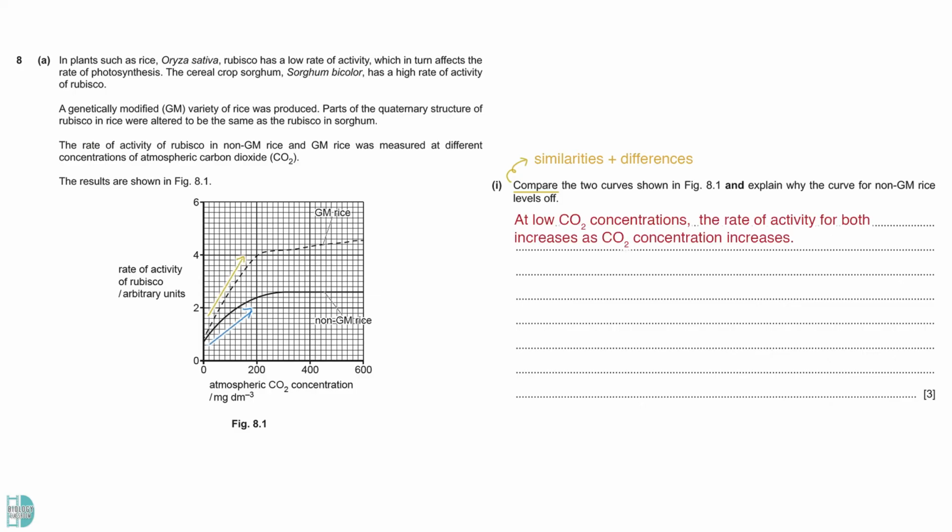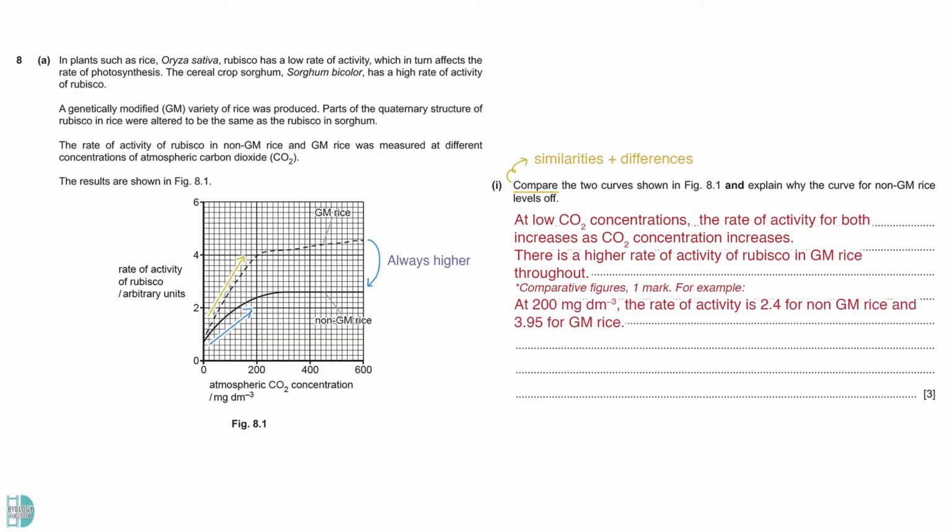At low carbon dioxide concentrations, the rate of activity for both increases. However, the rate is higher in GM rice at all the carbon dioxide concentrations. Quoting comparative figures to support the second point can give you a mark. For example, you can quote the rate of activity of both when carbon dioxide concentration is 200 mg per dm cube. Remember that you must write the correct unit for the values.